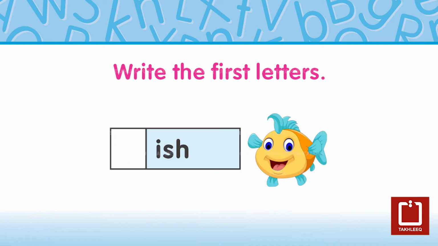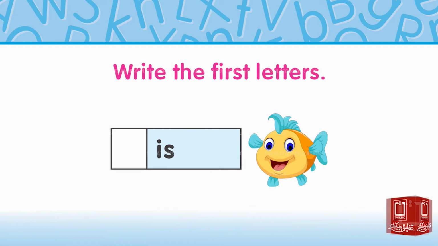Here we see the picture of a fish. Here is written dash I S H. The first letter of fish is F. So we write here F.